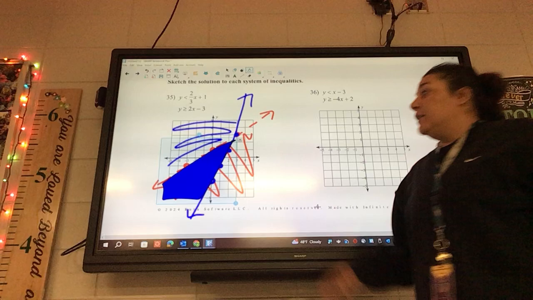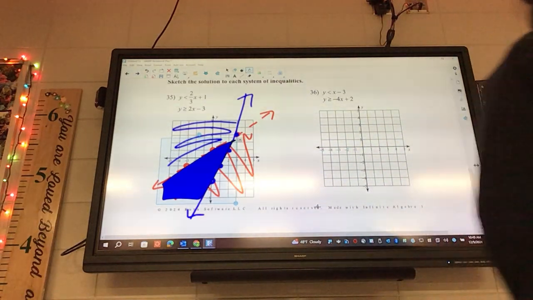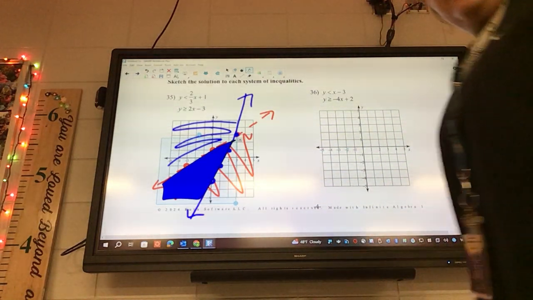Okay, so that's going to be my intersection area. That bottom section is going to be nice and dark.